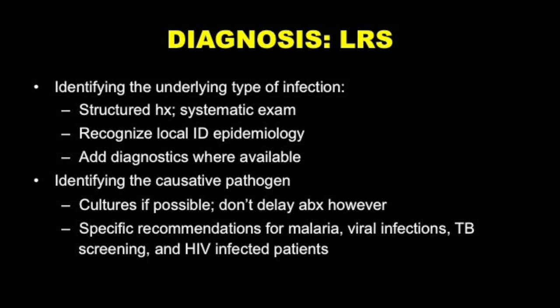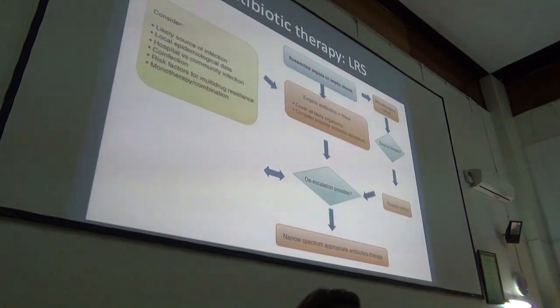In terms of picking your empiric antibiotic therapy, I really, really love this diagram. So, here you are. You suspect sepsis or septic shock. You start them on empiric antibiotics. What informs that decision? Well, what's the likely source? What's the local data tell you about resistance patterns, about common bugs?